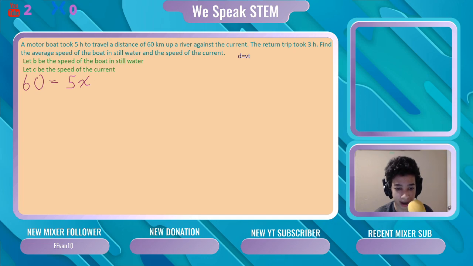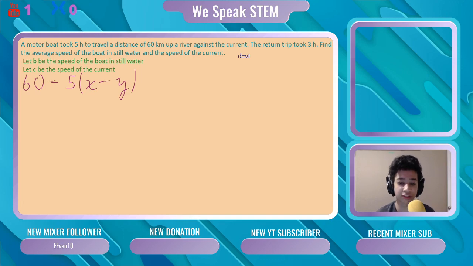It took 5 hours against the current. So if we're traveling against the current, we're taking the speed of the boat in still water and subtracting the speed of the current, because you're going into the current, so you're going to go slower. We can put x minus y in brackets because that's just going to multiply both of them. So 60 equals 5 times x minus y.